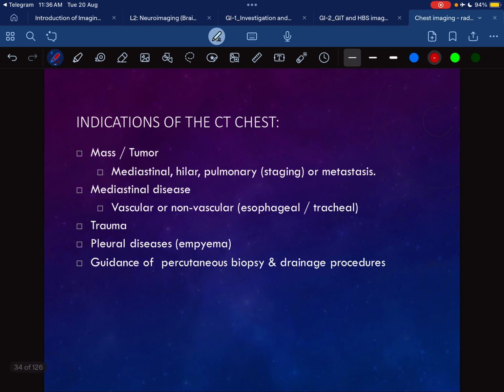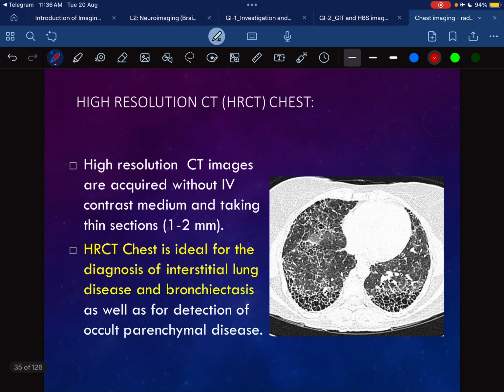HRCT is similar to the CT. We just have a quite thin thickness compared to the usual thickness, and usually do it without contrast. It helps us to see two things: one, interstitial lung disease, as well as bronchiectasis.